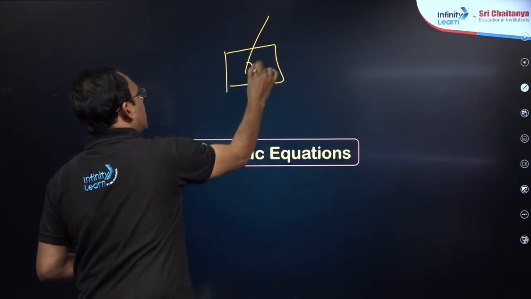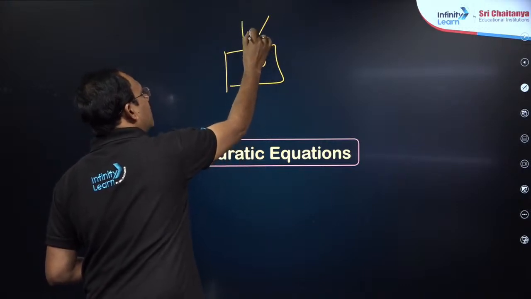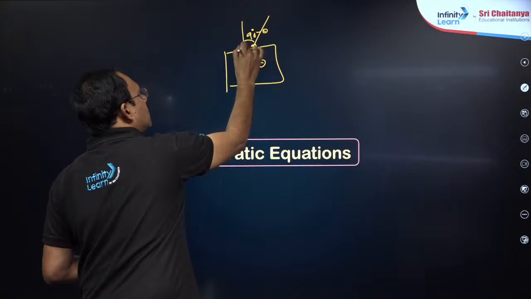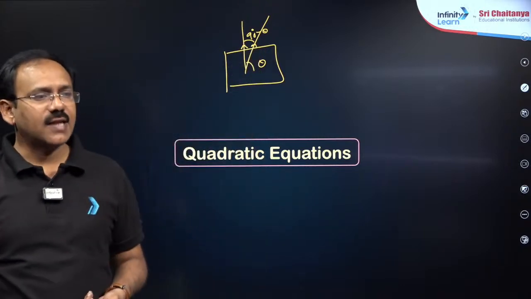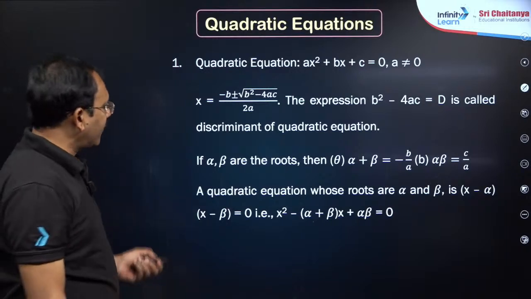So if theta is the angle between them, the angle between the normal and this will be 90 degrees minus theta. So just apply the angle between these two vectors as 90 minus theta, dear students. Then quadratic equations, the formulae are very standard.